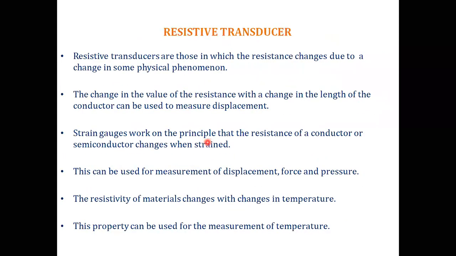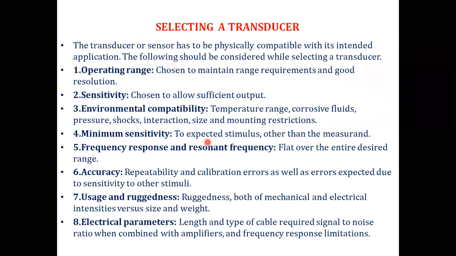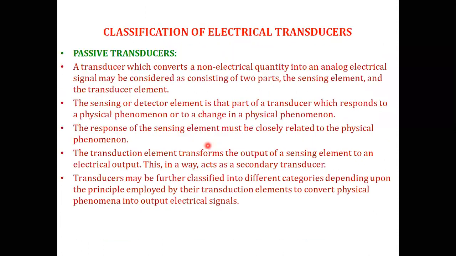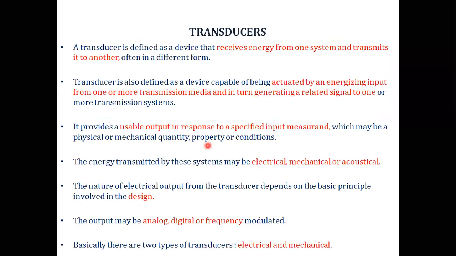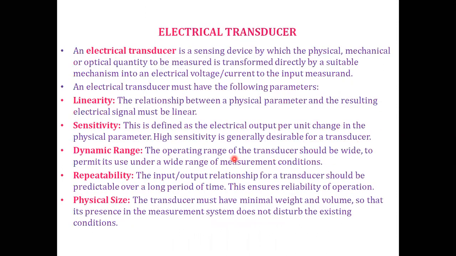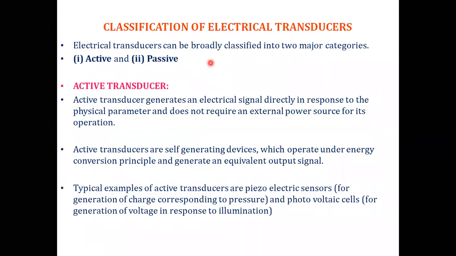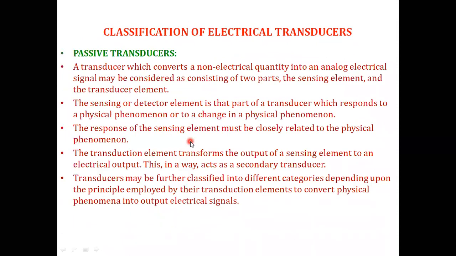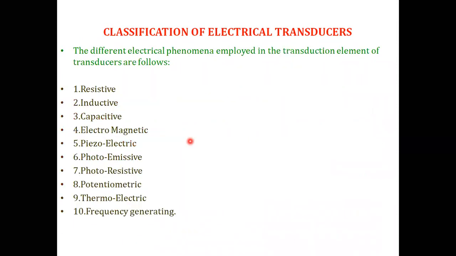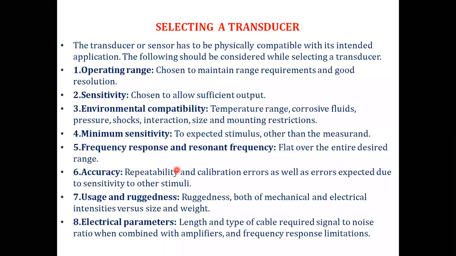In the next class we will see the inductive type and capacitive type of transducer. First one is what is a transducer. Next one is electrical type of transducer, what are its parameters. Please go through this one. And next is advantages of electrical transducers, classification of electrical transducers, that is active and passive, different types of electrical transducers, and how to select a transducer.